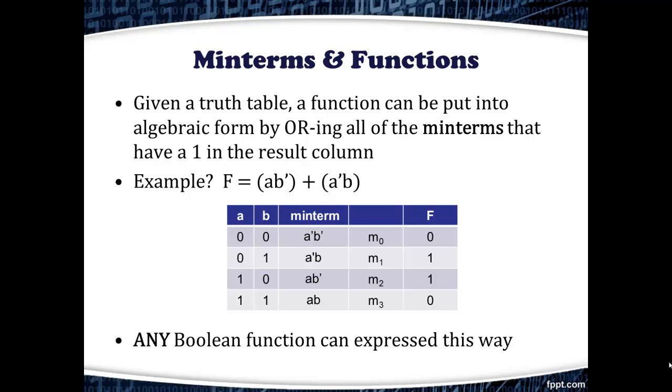Given a truth table, any function can be put into algebraic form by ORing together all of the min-terms that have a 1 in the result column. In the example shown here on the screen, 2 rows, the row for min-term 1 and min-term 2, have a 1 in the result column. By ORing together these min-terms, we arrive at the function defined in algebraic form. It's important to note that any Boolean function can be expressed in this way.